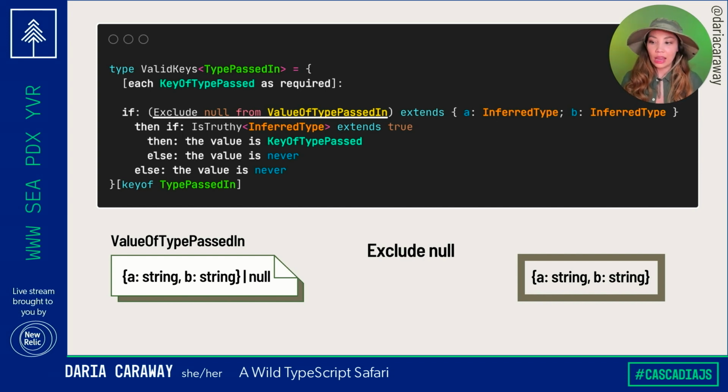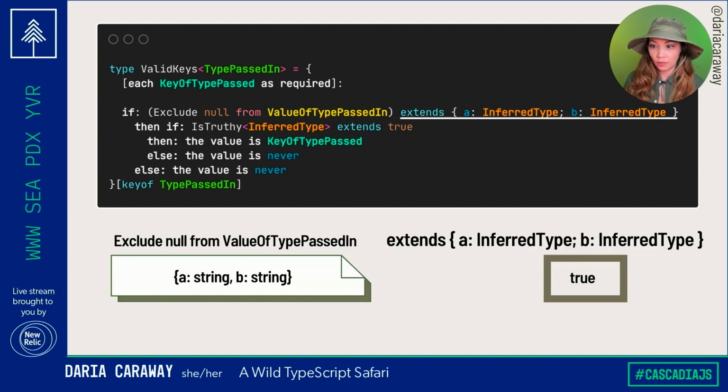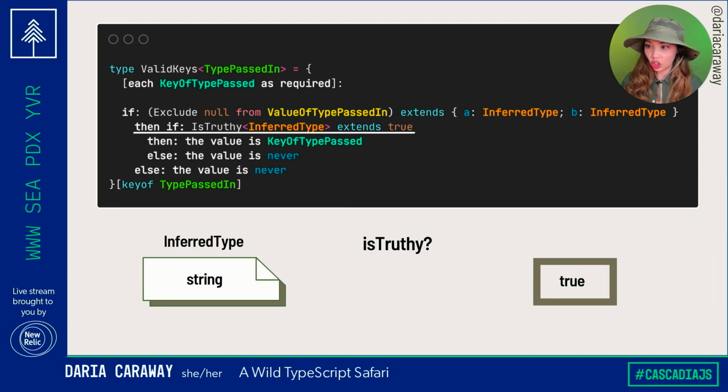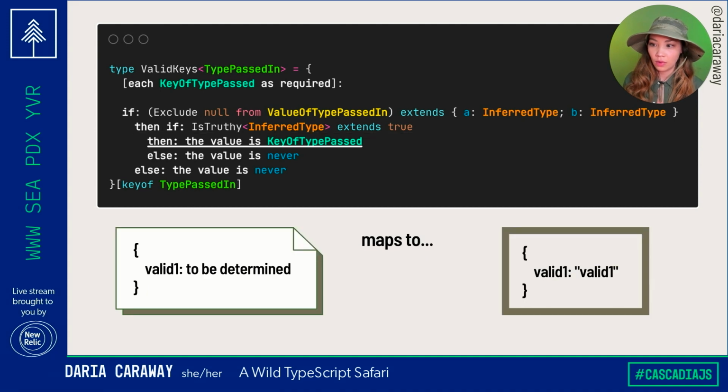because null is okay. It's like valid in this case. So we're going to go ahead and exclude it from our type. And that gives us back just A string, B string. If A string, B string extends our object matcher and TypeScript can successfully infer a type for A and B, which it can, because A string, B string matches our object structure, TypeScript can confidently say that the inferred type is string. Then we want to check if that inferred type is truthy or not. In this case, string is truthy. So then the value that we map to is going to be the key itself as a string.